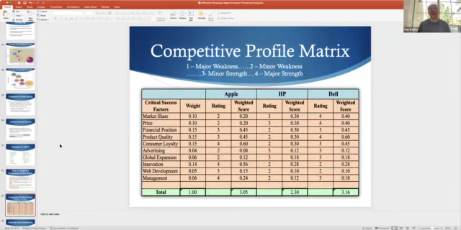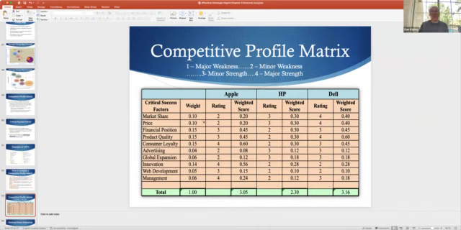Here's what one looks like completed. Obviously, this is the computer industry. We've got Apple, HP, and Dell. Our indicators of rating are up here: 1 being a major weakness, 2 minor weakness, 3 minor strength, 4 major strength. We've listed our critical success factors and given them a weighted value. Now you notice that some of these, financial position, product quality, and customer loyalty, are rated highest. You've got one down here, web development. Yeah, it's important, but it's not a high weighted value as far as importance. Others are more important than that.